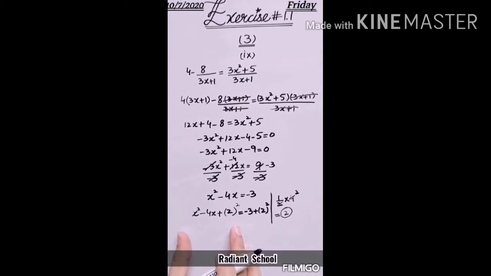I have told you there must be a formula. Every time there will be the formula of a plus b whole square or a minus b whole square. Here it is a square minus 2ab plus b square. So this is the formula of a minus b whole square. It is equal to minus 3, open the square, 4. x minus 2 whole square is equal to 4 minus 3, which is 1.